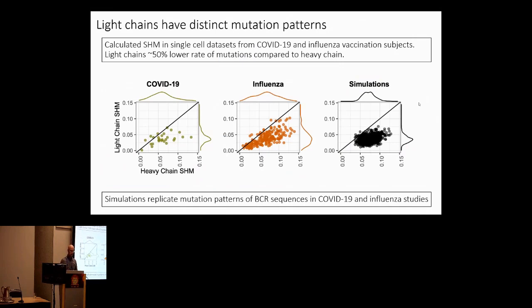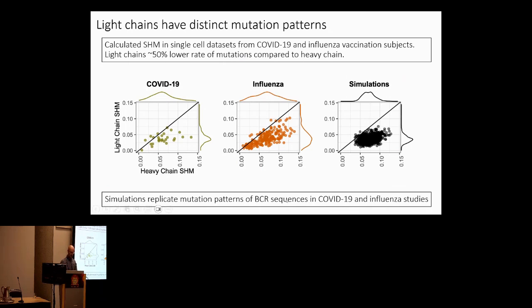As part of this, it's really important to accurately recapitulate the evolutionary process of paired heavy and light chain affinity maturation in B cells. And one biological feature that we took care to replicate is the fact that light chains evolve much more slowly than heavy chains in B cells.